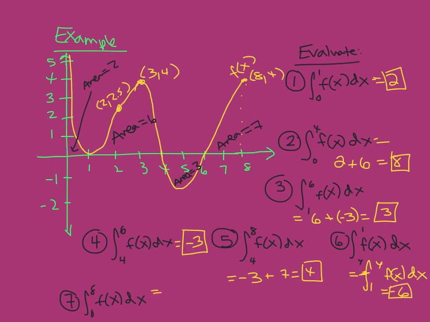For number 7, that is the full area for the entire graph from 0 to 8. So I just need to add up all those areas. So I get 2 plus 6. Keep in mind the 3 is negative again. And then I have plus 8. So the answer for that one ends up being 12.